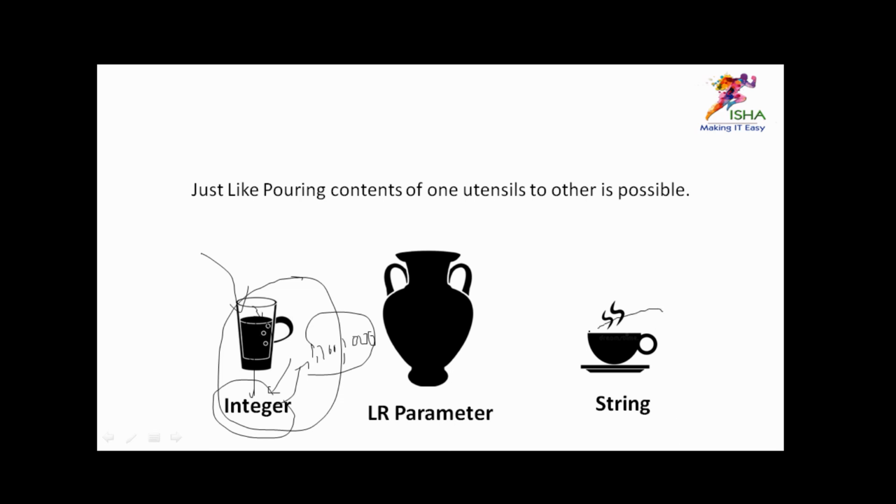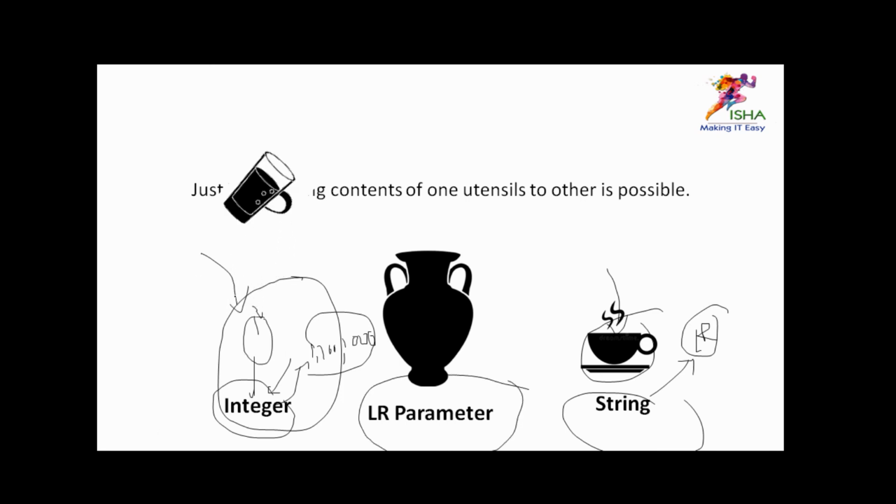And then let's say this is a string. You have the contents here in the cup, the tea or coffee. But to a string, you would have some value like LoadRunner, or this is LoadRunner session, or whatever it is. And let's say this is an LR parameter.